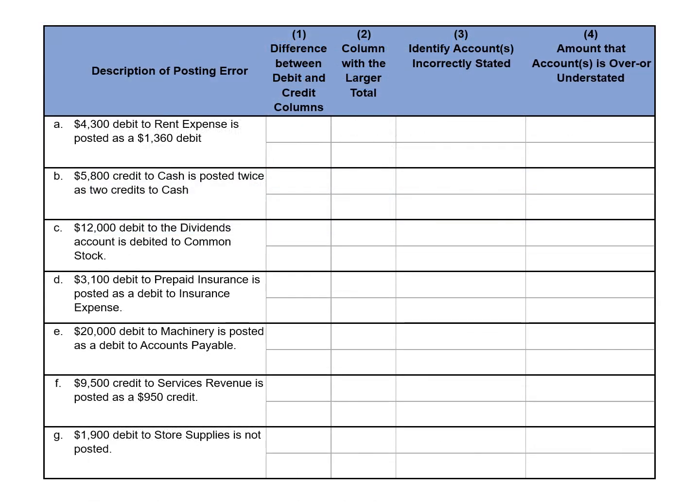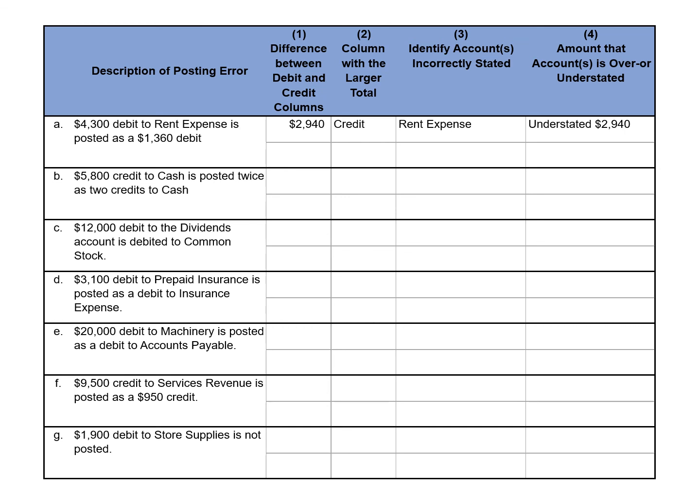Okay, so a $4,300 debit to rent expense got posted as a $1,360 debit. So our rent expense should have been higher, meaning our total debits on our trial balance should have been higher by the difference between the two. So if our debit total on our trial balance should have been higher, that means our credit column is currently higher. Our rent expense is understated by $2,940.